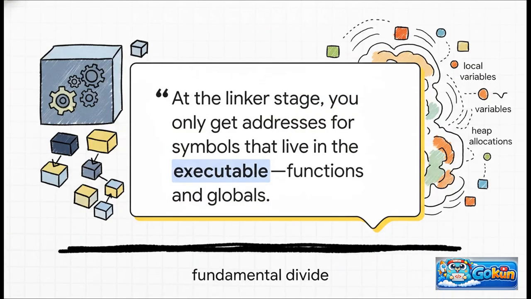So if you remember just one single thing from all of this, let it be this. This is the mental model that locks it all in. The linker's world is static. It only knows about things that have a permanent home in the executable file, your functions and your global variables. The runtime's world is dynamic. It deals with things that are created on the fly while the program is running, local variables on the stack, and anything you allocate on the heap. Understanding that fundamental divide, that line in the sand, is the absolute key to reasoning about your Go program structure, its performance, and its behavior.